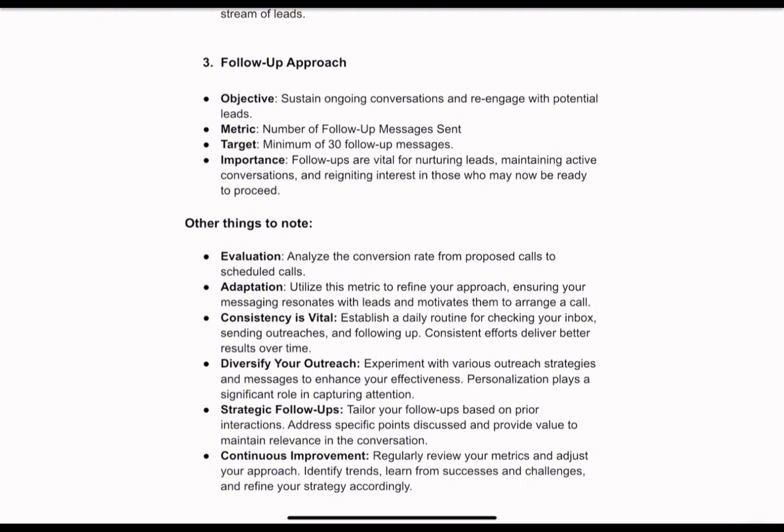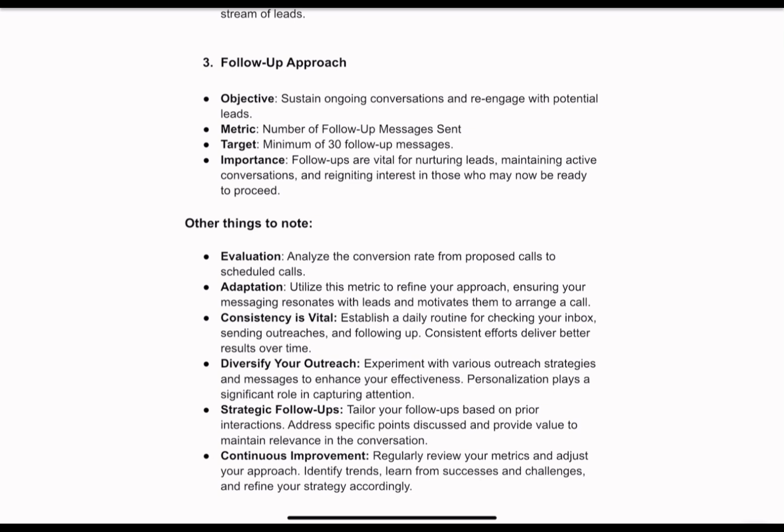Three, consistency. In anything, consistency is vital. So establish a daily routine for checking your inbox, sending outreaches, and following up, as consistent efforts deliver the best result over time. I can't stress this enough, guys. Consistency pays.